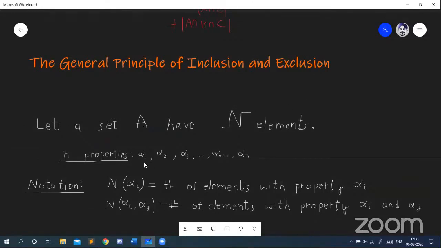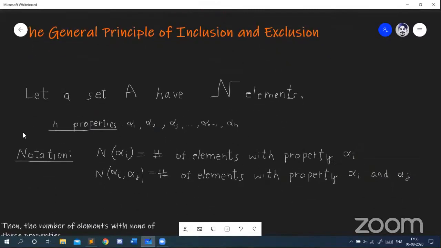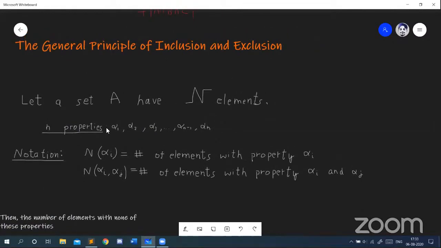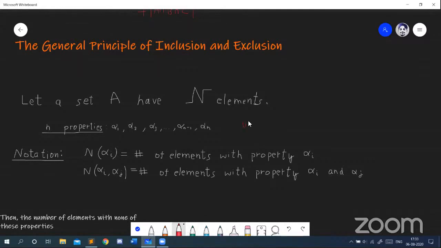In that case, let us consider n properties of these elements. Let's say alpha 1, alpha 2, alpha 3, alpha 4, and so on till alpha n are properties of elements in this set. Then I'm saying let n of alpha i be the number of elements with property alpha i, which means let n of alpha 1 be the number of elements having property alpha 1, and n of alpha 2 the number of elements having property alpha 2, right?